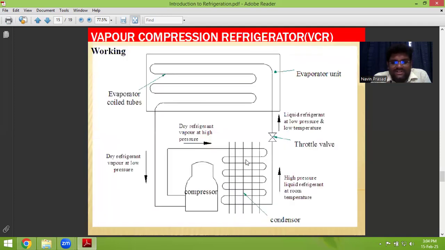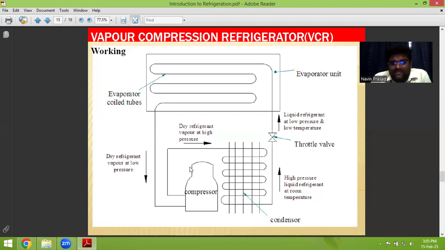So this is the vapor compression refrigeration system. This is the compressor. Initially the compressor will compress the refrigerant, and the dry refrigerant vapor will be passed at high pressure to the condenser. At the condenser, the refrigerant is cooled to room temperature at high pressure. Next, the refrigerant will be passed through the throttle valve, giving liquid refrigerant at low pressure and low temperature. The throttle valve is nothing but the expansion valve. The refrigerant gets expanded.